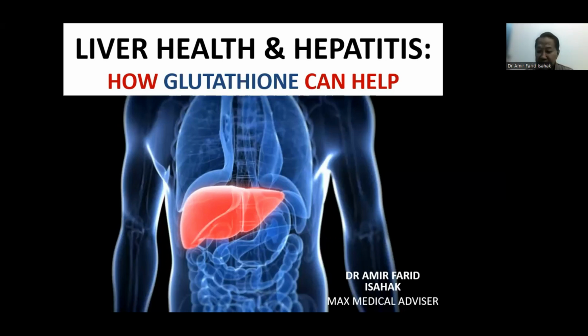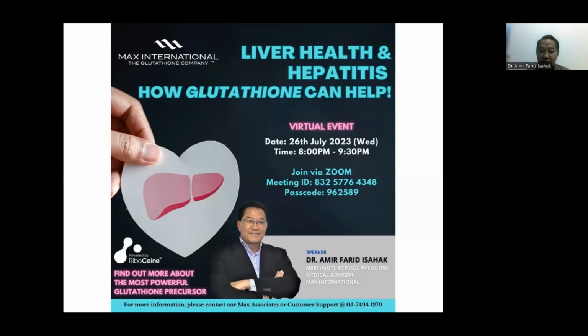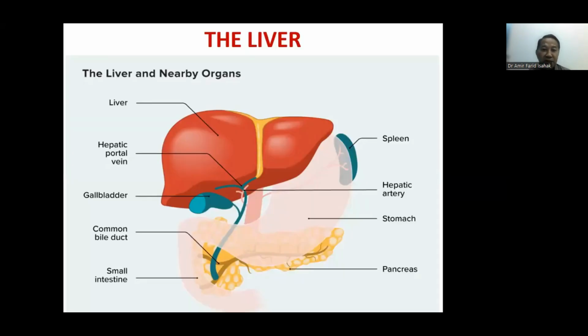So the topic is liver health and hepatitis and how glutathione can help. Okay, so let's get familiar with the liver first. The liver is sitting right under your diaphragm on the right side of your body. And right under the liver is the gallbladder. And to the left of the liver is your stomach, as you can see.